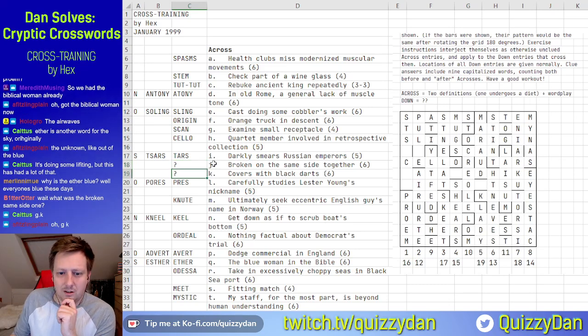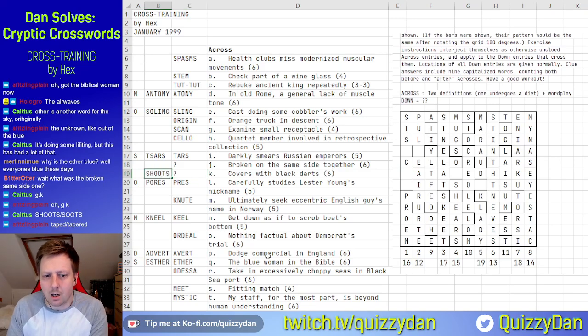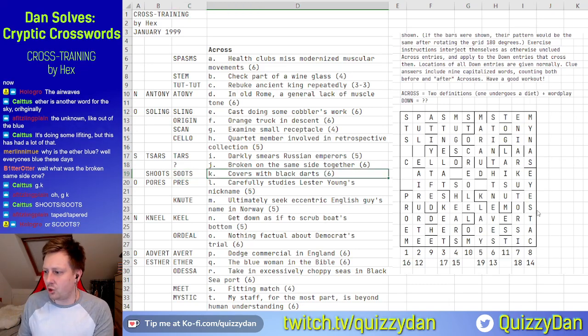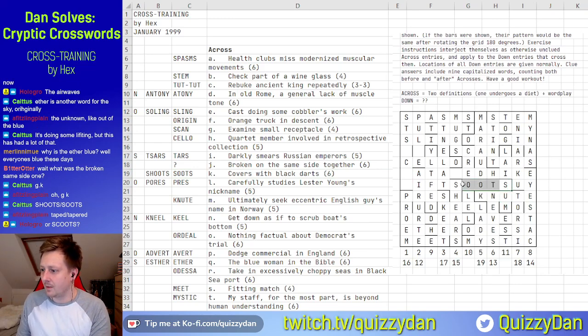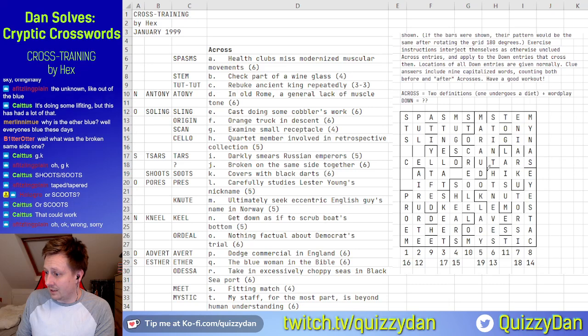Catus, what's the answer to the covers with black darts? Oh, it's a covers with black darts. So black darts are soots, and if you cover me, shoots. So it's soots. Okay. So that means the other one is also going to be a clever one. So let's put that in. So we've got one there and one there. And then one there. So that goes there, and then we got 5, and then we got that.